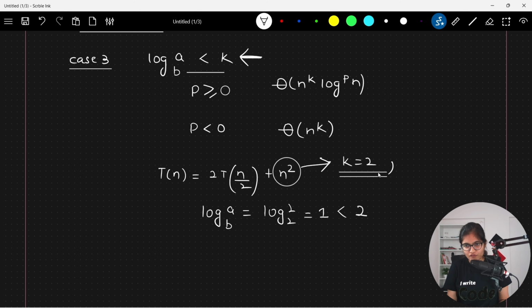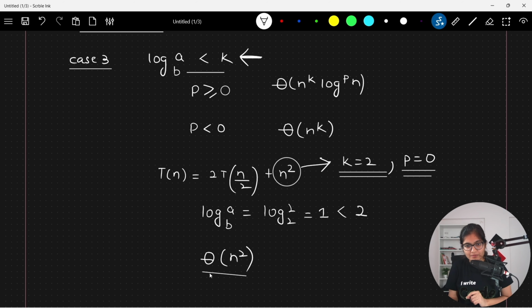Now, what is the value of p, by the way? It is equal to 0 here. So basically, when the value is less than k and the value of p is 0, what is it saying? That it's just theta of n square.